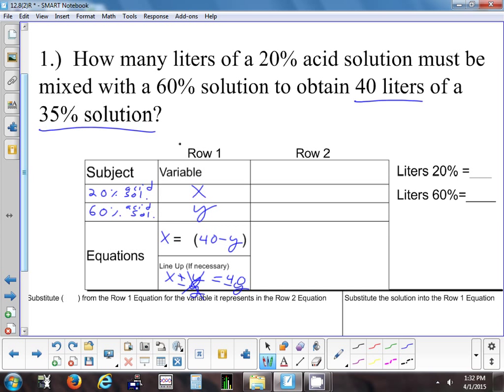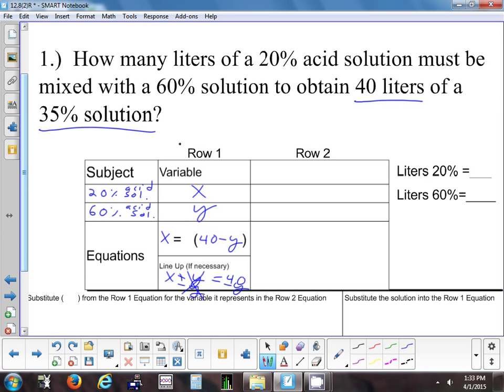Okay. Now, KJ decided to solve for X. You could have solved for Y. It doesn't matter. Okay. Could have solved for either one, as long as you get a variable by itself. Okay. Any questions on this part? Okay. Now we got to do the second equation.